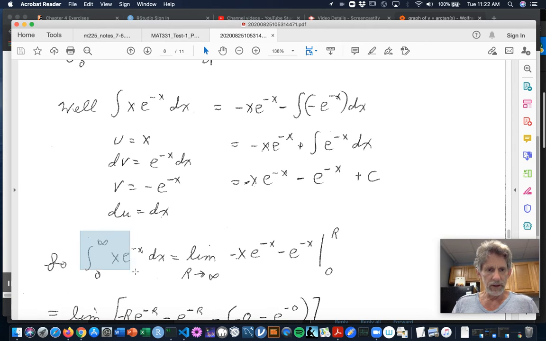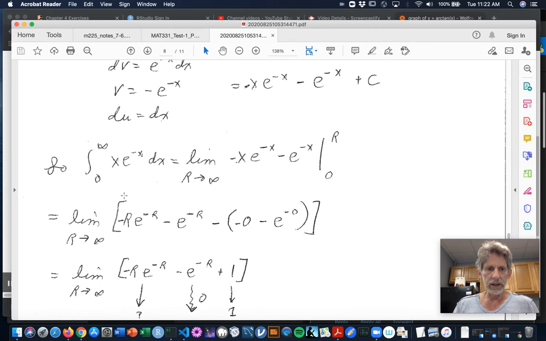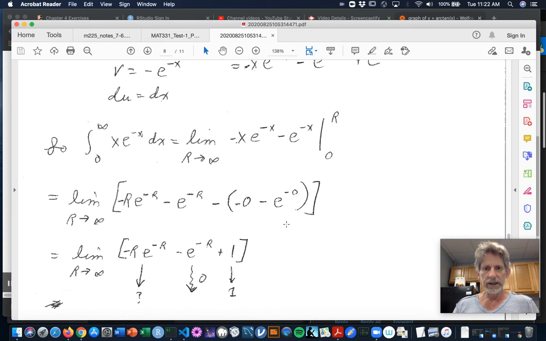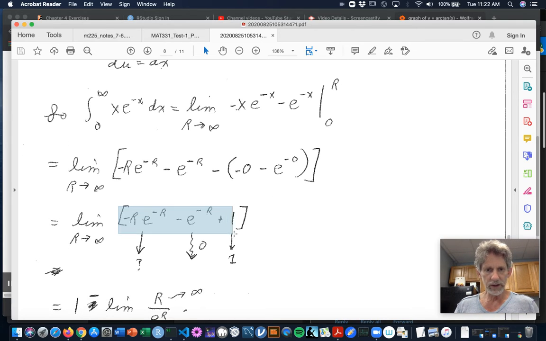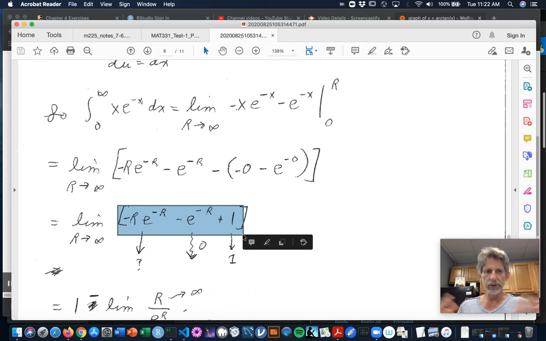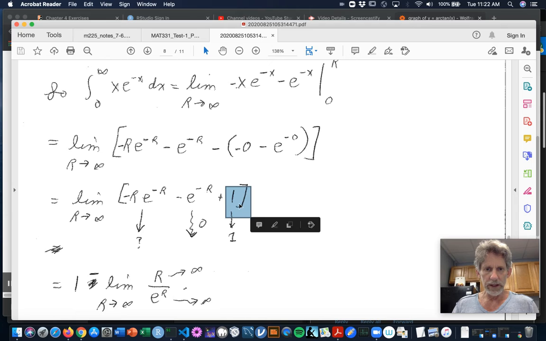And so my improper integral would be the limit as r goes to infinity of the antiderivative I've picked out, evaluated between 0 and r. So plug in r, subtract off what I get by plugging in 0. E to the minus 0 is e to the 0, which is a 1. I simplify a little bit, and I stare at this and wonder, what's it going to as r goes to infinity? And so 1 just stays at 1, okay?